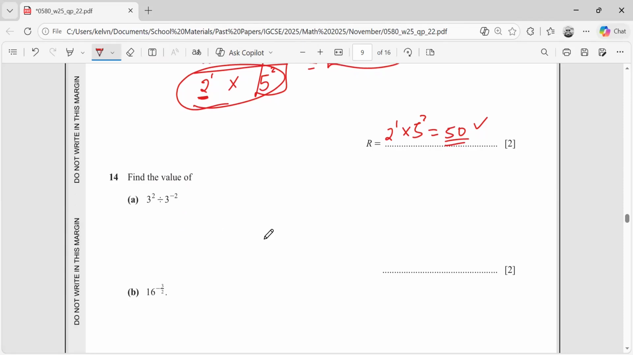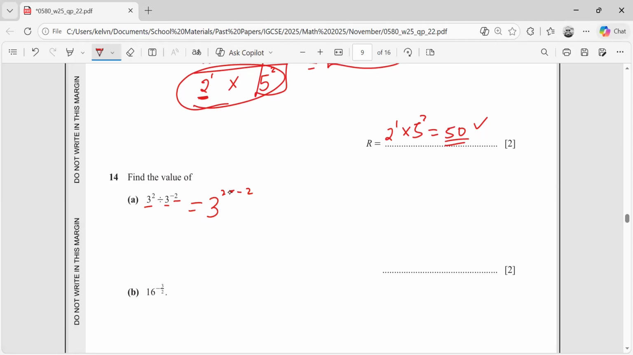So for number 14, we are told to find the value of, okay, we have more indices here, but I think now you should have a hang of it. So we know if they have the same base, we can just subtract the indices if it's division. So it will be 2 minus negative 2. Be careful with this. Remember, there is the minus because of the division, and also this number is already a negative. So you want to make sure you follow that. Usually negatives are some of the common mistakes people make. Please watch out for negatives.